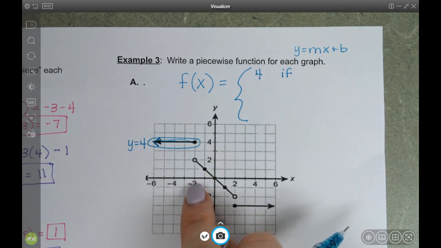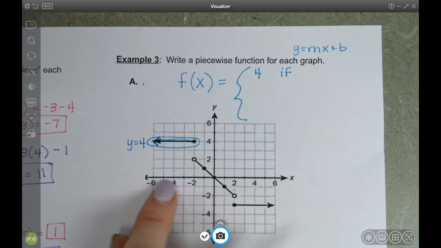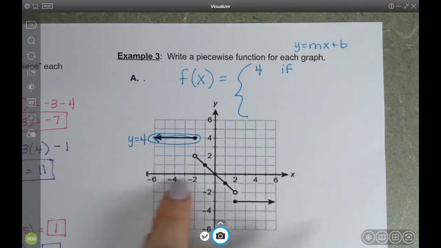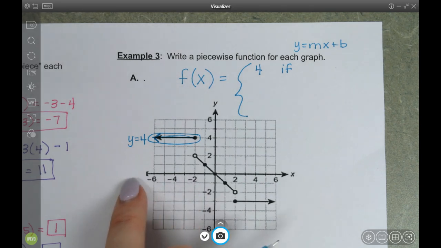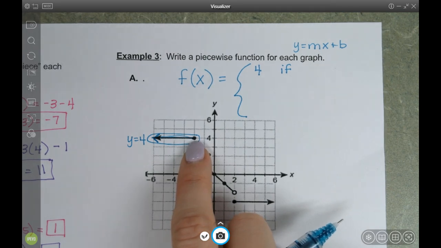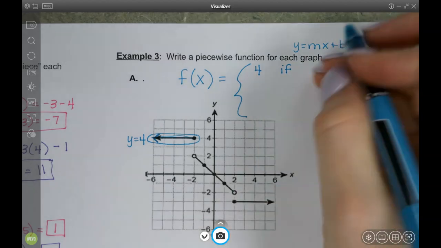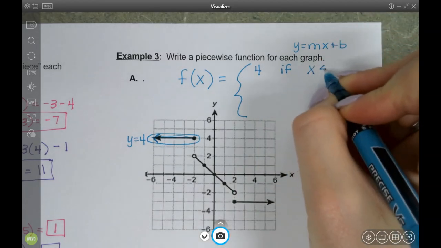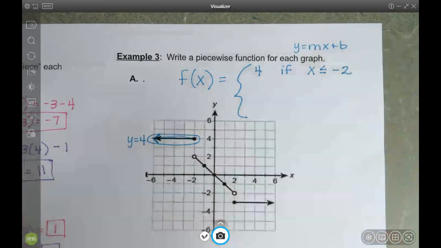What's my first x value that I have? -2, and it's going to be everything to the left of that, right? All of these numbers, -4, -6, those are less than -2, so it's to the left. Are we going to include -2? Yes, because it's a closed circle. So y equals 4 if x is less than or equal to -2.